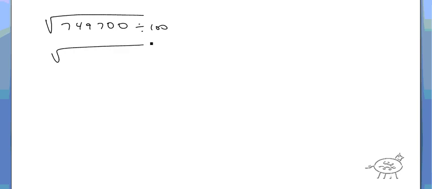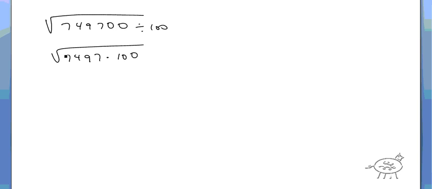Look at this, man. Brutal. The square root of 749,700. Okay? So right away, I look at this problem, and I could, again, take a little shortcut. I know 100 goes into that because it's 700. So I can divide this by 100. So I really have 7497 times 100.